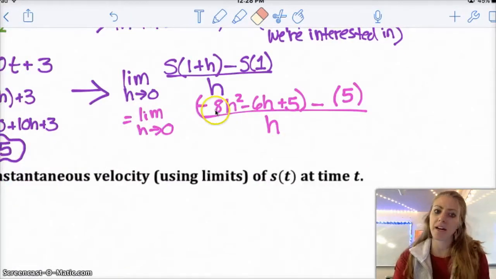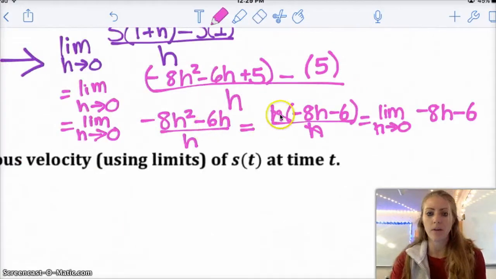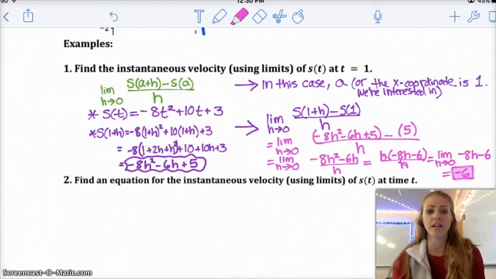And then as I simplify, I should get negative h squared minus 6h plus 5 minus 5, so my 5's cancel. And I have negative h squared minus 6h divided by h, which I can simplify. So I pull out an h, so then I have h divided by h, which is just 1, so those cancel. And I'm left with the limit as h goes to 0 of negative h plus 6. And then we can just plug in 0 for h, and we get the limit is equal to just negative 6. So the instantaneous velocity of s of t at t equals 1 is negative 6. Okay? So number 2 is a little bit harder because it's not just with numbers.